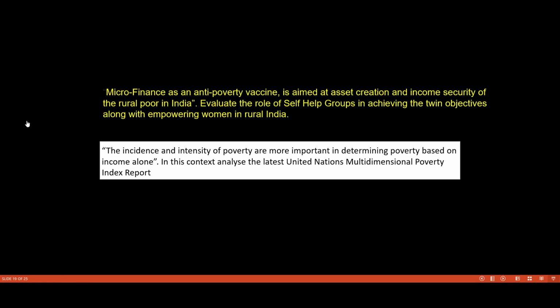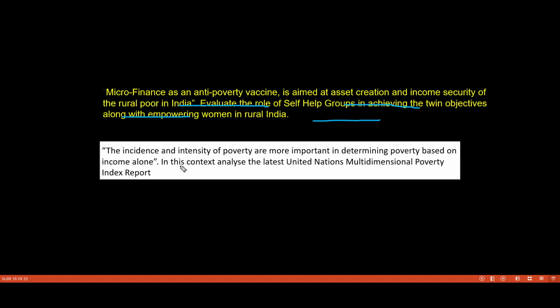Let us see what kind of question is asked. Microfinance as an anti-poverty vaccine, they are saying, is aimed at asset creation and income security of the rural poor. Microfinance is discussed again and again in Yojana, so do get hold of some issues of Yojana. Old issues are there on the internet. Please analyze these topics and register the basic concepts in your mind. And see, the SHG topic is a very favorite. You have to prepare the SHG topic.